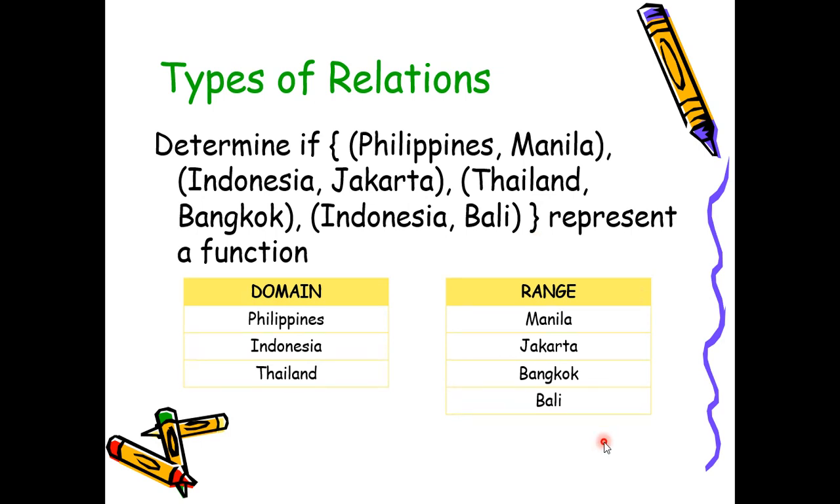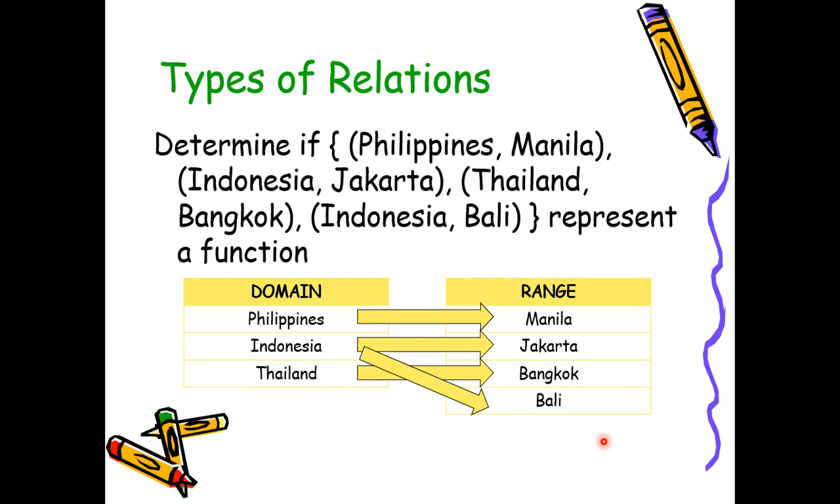Now, the next step that we're going to do is, again, hahanapin natin yung mga corresponding range for each domain. So for the Philippines, we have the Manila. For Indonesia, we have the Jakarta. Okay, for Thailand, we have Bangkok. And for Indonesia again, we have Bali. Okay? Ano naman mga anak ang napansin nyo ngayon dito sa example natin? Kasi kanina, one to one, as in, isang domain, isang range. How about for this one?